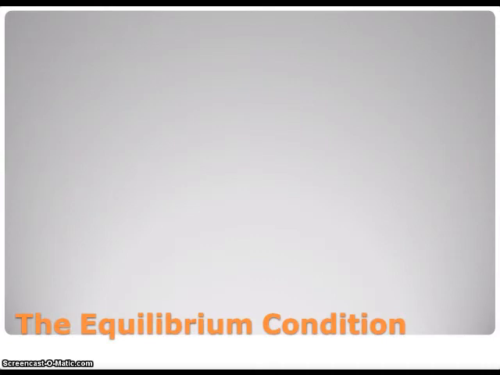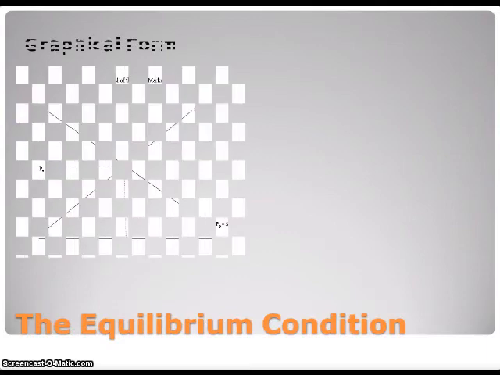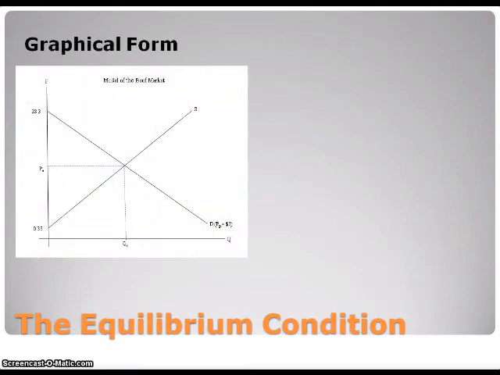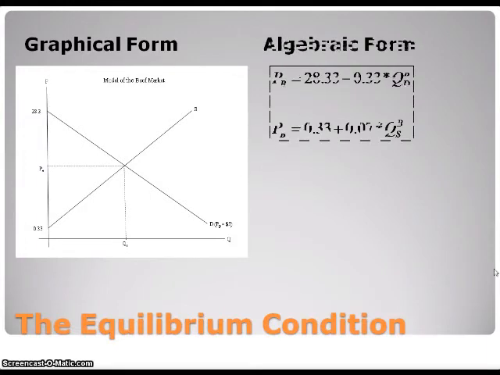Recall from our previous slide that we have developed a model for the market for beef in two forms. The first form is graphical. This should be familiar to you from your Principles of Microeconomics class. The second form is algebraic. Here I've expressed the model in algebraic form using the inverse supply and demand equations.